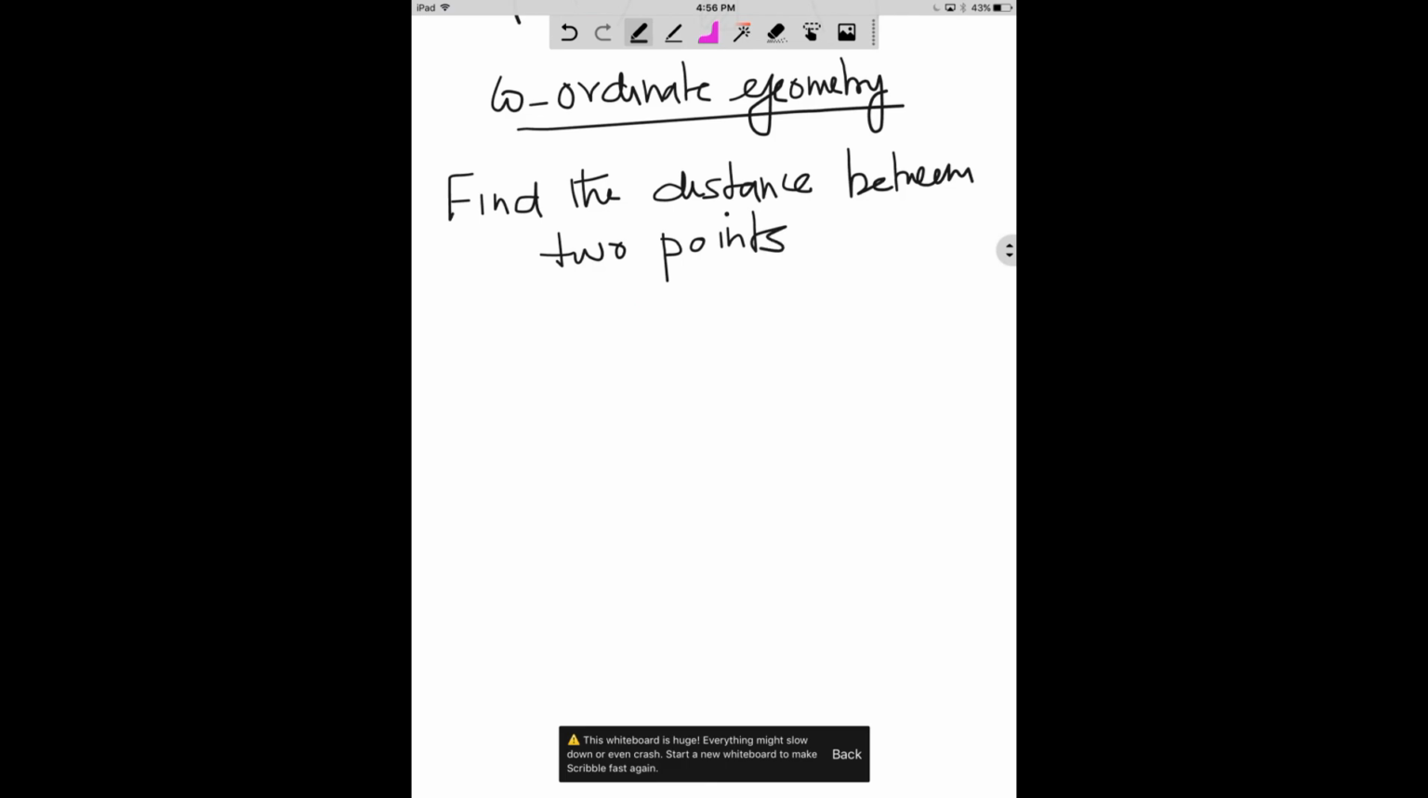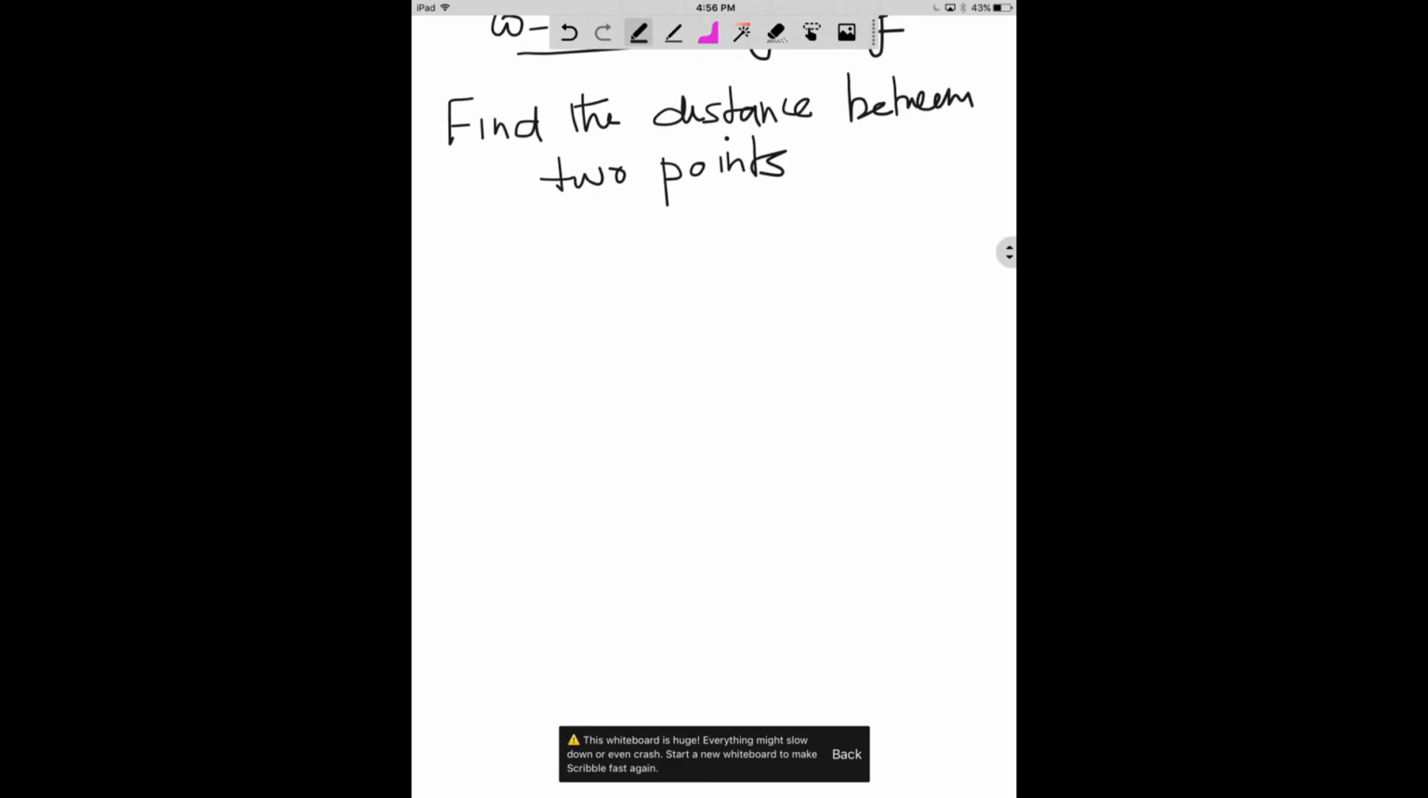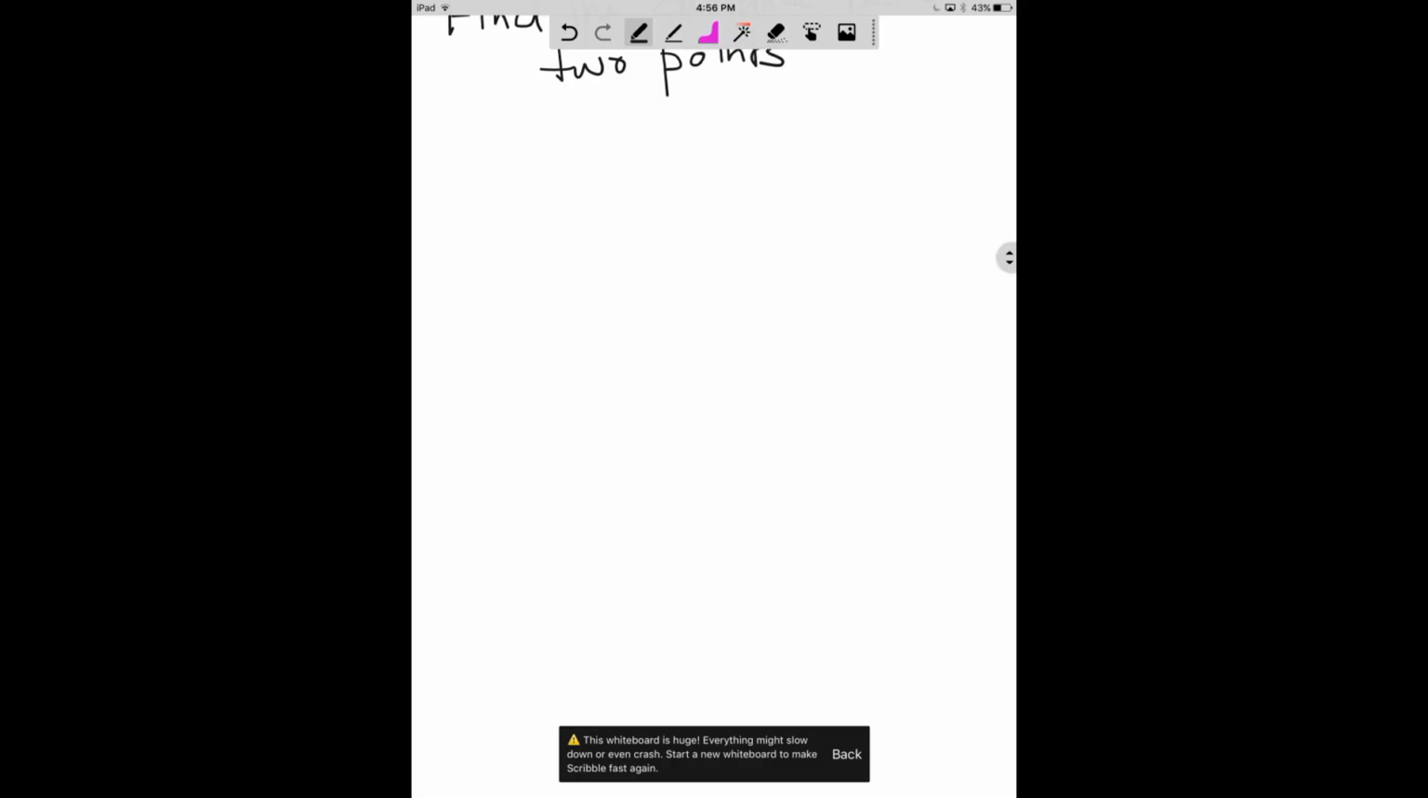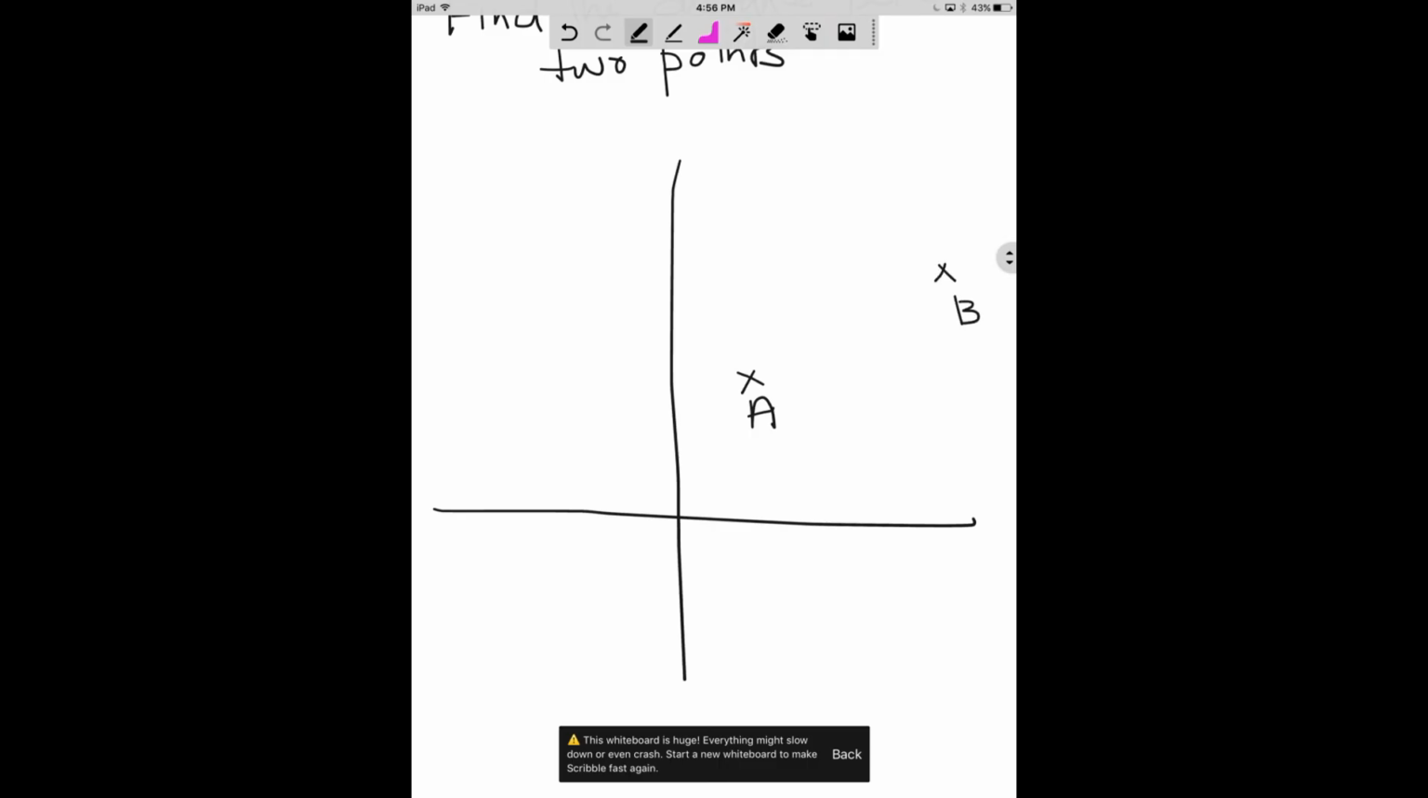x1, y1 and x2, y2. Okay, so x1, y1. Take any point x1. The points A and B. We are going to find out the distance between A and B. So A is x1, y1, B is x2, y2.